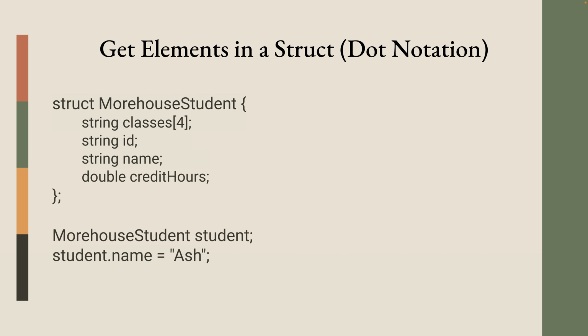Let's write in a color that's a little more legible. Normally if it was an array, we would have indexed it: 0, 1, 2, 3. In this case, we just refer to them by their names. So this would be the classes position. This one would be the ID position. This one would be the name. And this one would be credit hours.